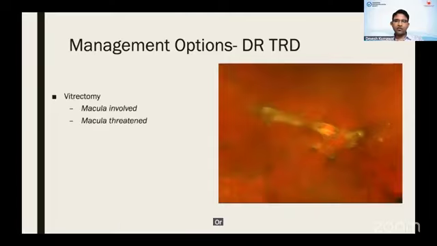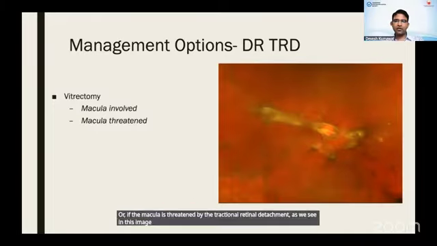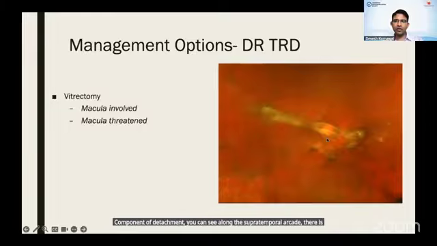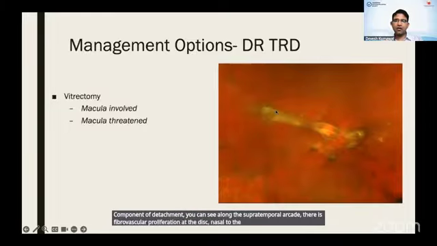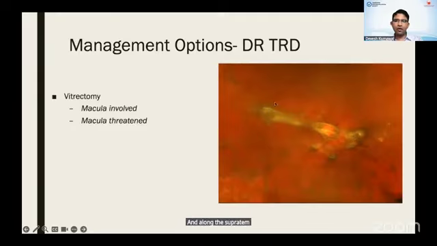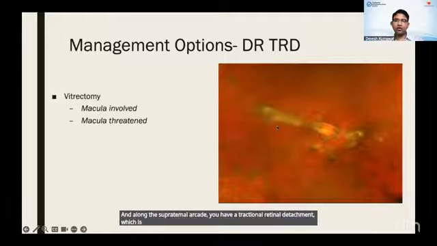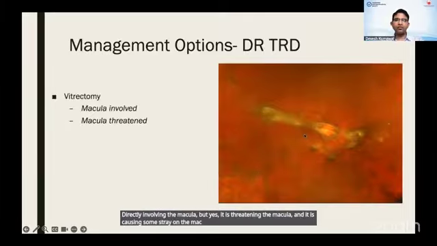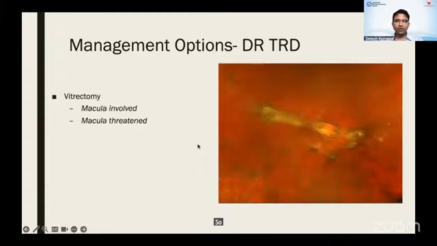Or if the macula is threatened by the tractional retinal detachment, as we see in this image, there is a tractional component of detachment along the supratemporal arcade. There is fibrovascular proliferation at the disc, nasal to the disc, and along the supratemporal arcade as well. Along the supratemporal arcade, you have a tractional retinal detachment, which is not directly involving the macula, but it is threatening the macula and causing some striae on the macular area, and therefore you need to operate these patients so as to preserve their vision.